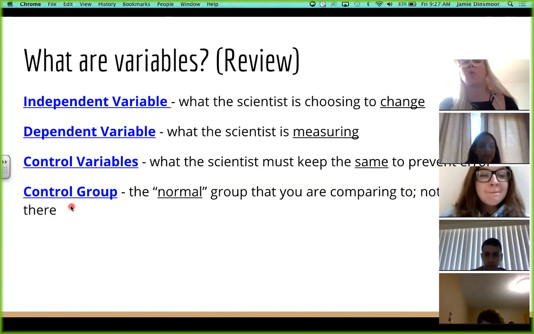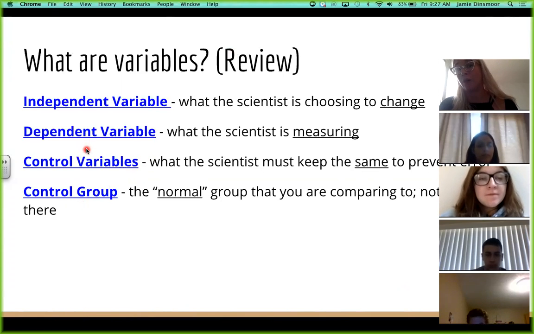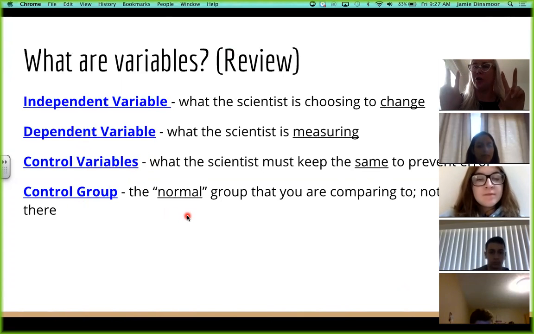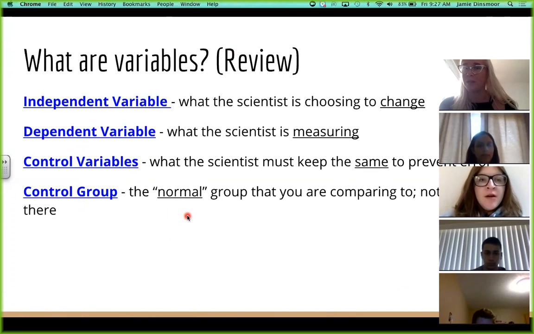And then we have our control group, which is confusing because it sounds like a control variable. This is our normal group, which I put normal in quotations, right? Because really, you're deciding what the normal group is, but it's what you're comparing to. There's not always a control group, right? A lot of times people get hung up on that. They're like, oh no, what's my control group? You might not have one. You might not have a normal situation that you're comparing to, and that's fine. You don't need a control group to have a good experiment.